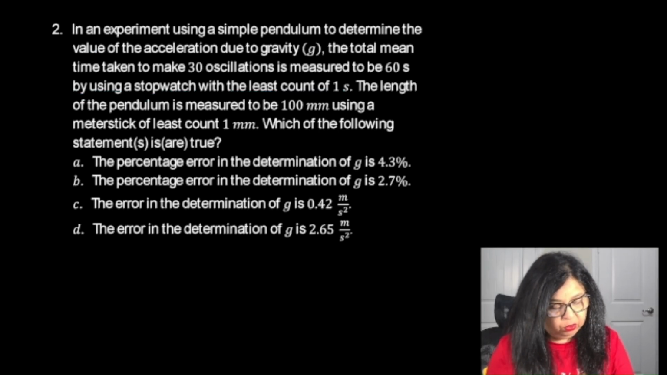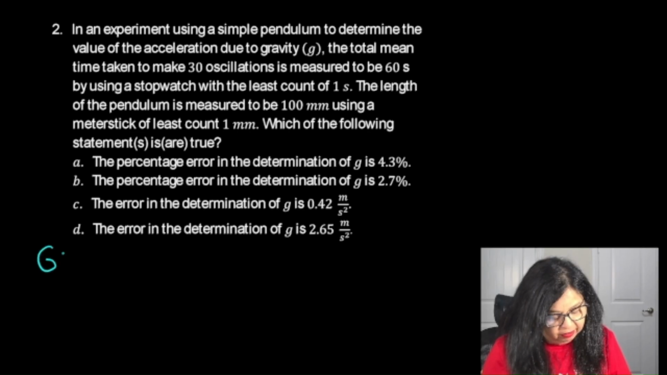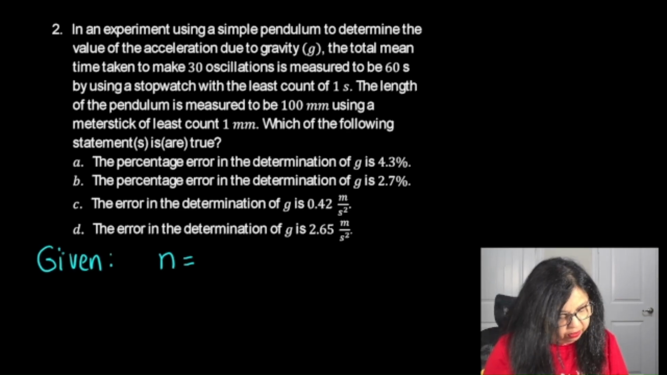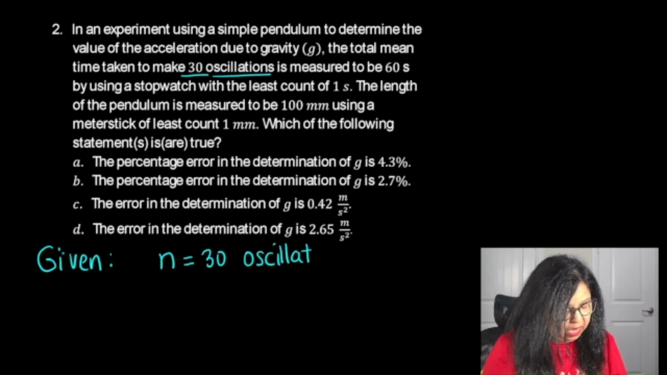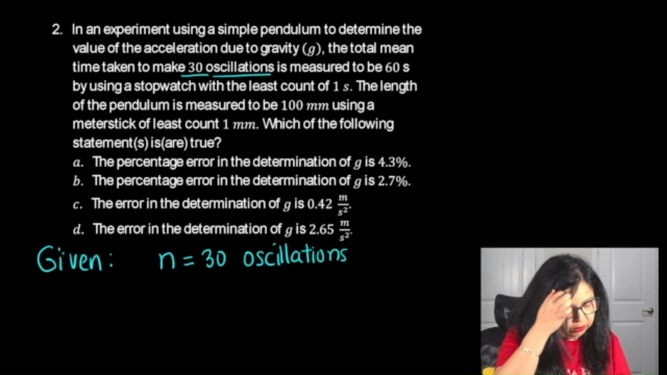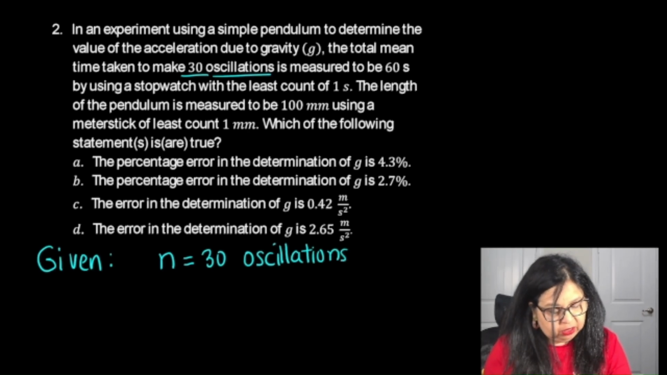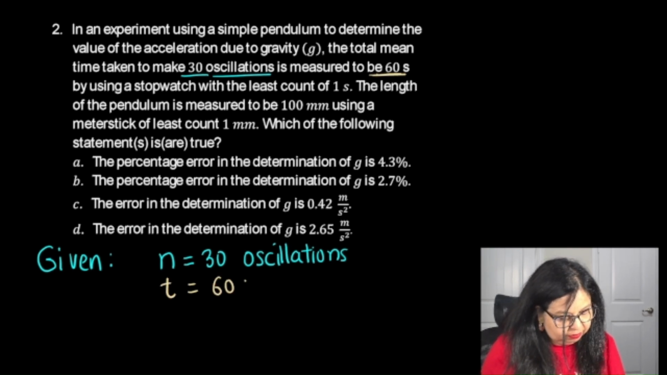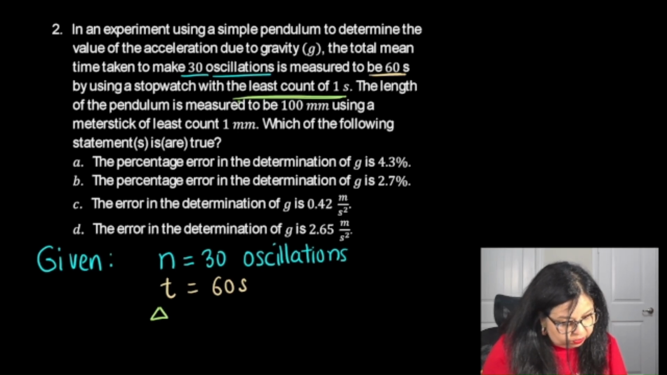Let's write this down. So what we are given is that how many oscillations are there? 30. 30 OSC. Okay, I'll write it all out. I was going to write only OSC for oscillations. How long does it take to make 30 oscillations? Time is 60 seconds. Using a stopwatch with the least count of 1 second. So delta T is 1 second.